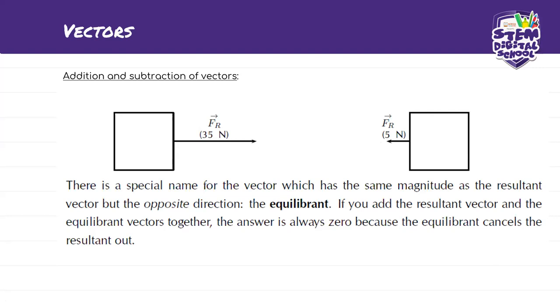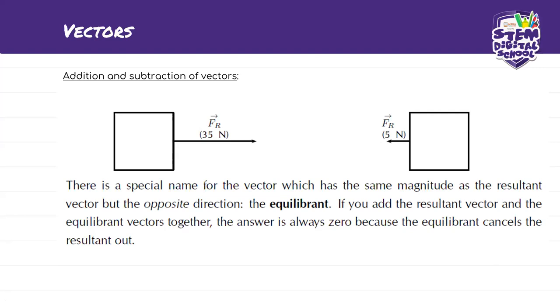There's a special name for a vector which has the same magnitude as the resultant vector, but the opposite direction. This is called the equilibrant. It's a special name for vectors which have the same magnitude as the resultant vector, but in the opposite direction. It's called the equilibrant because it neutralizes the two vectors.